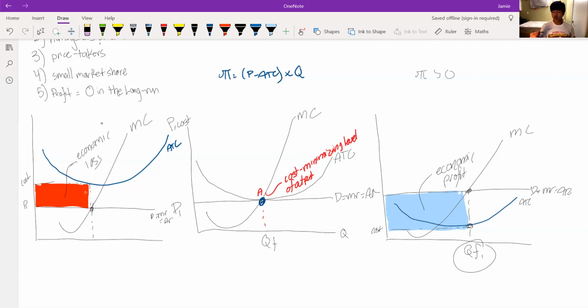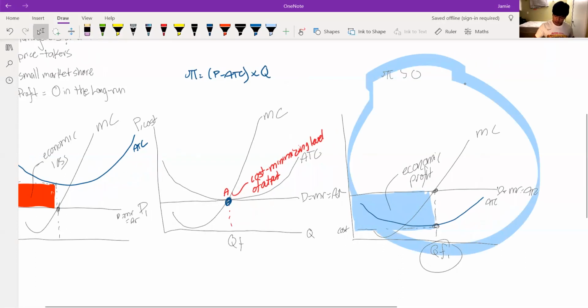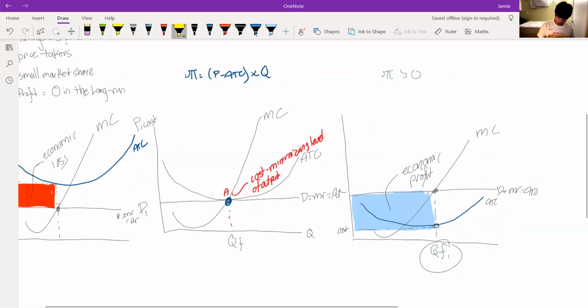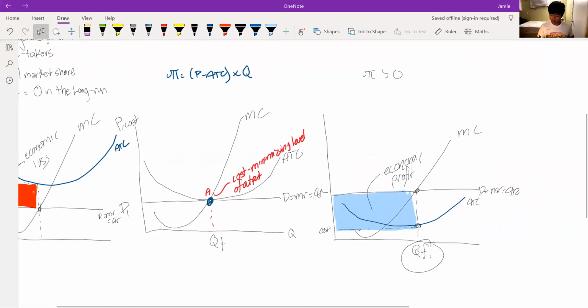Okay, and a few things you have to take notice of graphically: we've identified profit, we've identified losses. It's important to identify total revenue. So for example, total revenue here would be the profit box plus total cost, which would be right here, right? That's the cost. And so the summation of this would be total revenue. So this whole box is total revenue.